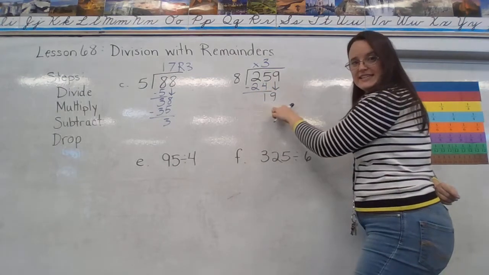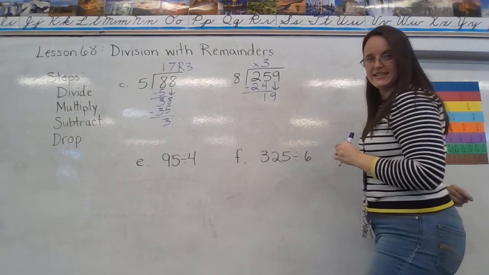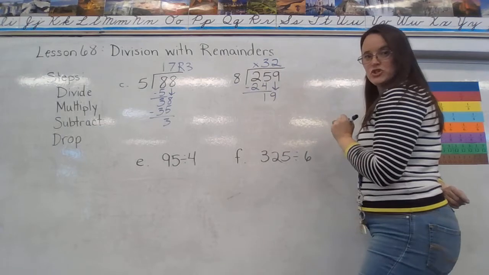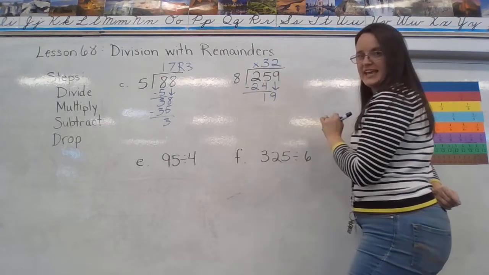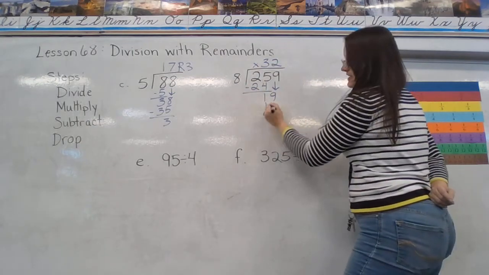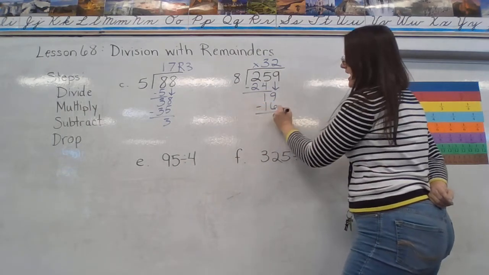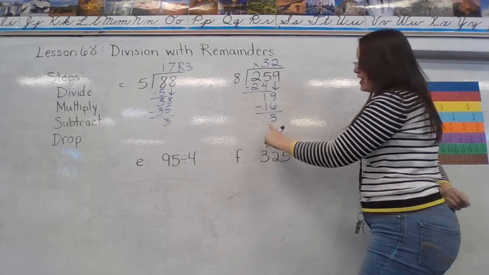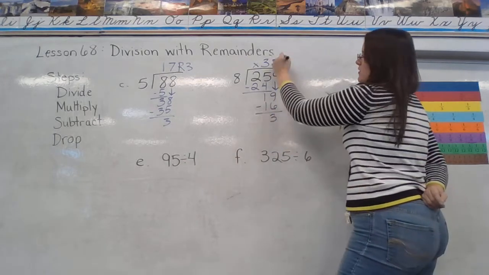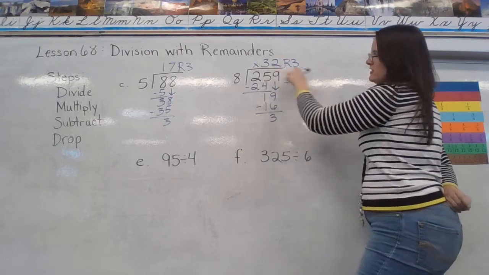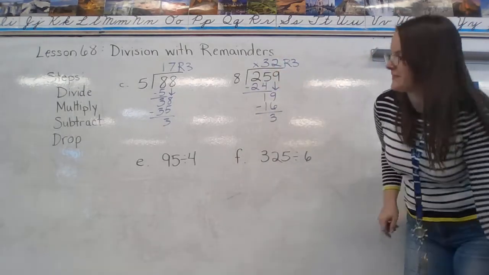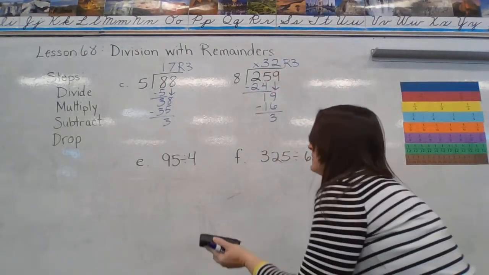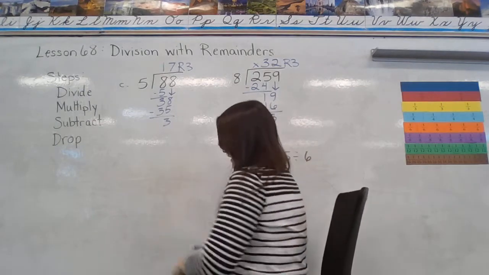So now we have 19 here. Does 8 go into 19? Yes. How many times? 2. 2 times 8 is 16. Subtract. 9 minus 6 is 3. Nothing left to drop, so this is my remainder. We'll put that up there with my answer, 32, remainder 3. We're going to rewrite E the same way. Let me get a little lower here. So 95 divided by 4.